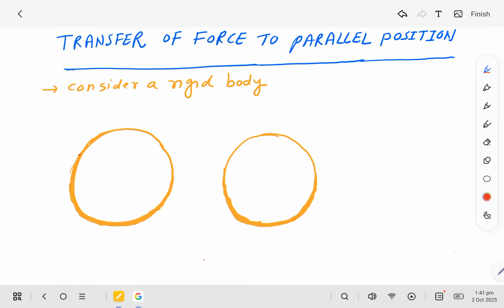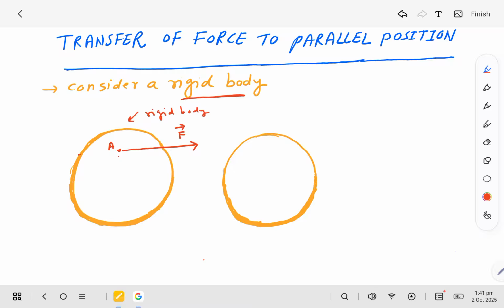Hello, today I will discuss the topic, the transfer of force to a new parallel position. Okay, so let's consider a rigid body. This is the rigid body, and this is point A, and a force of magnitude F is acting at point A of this body.